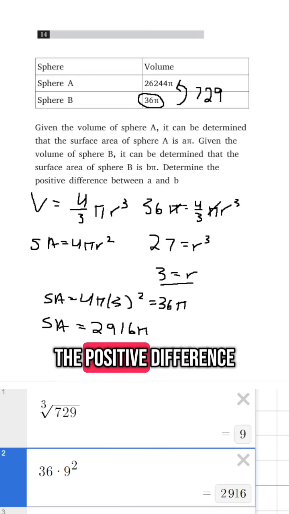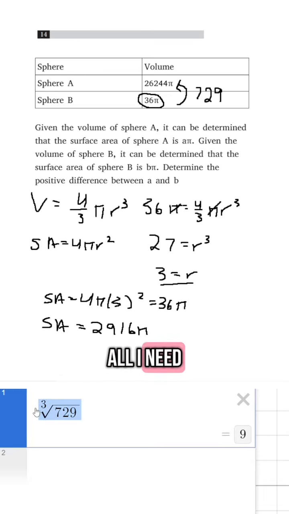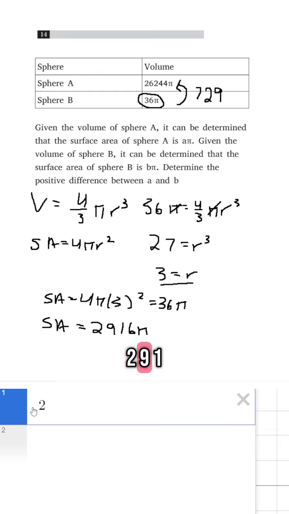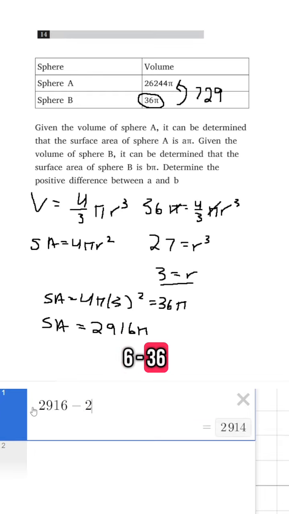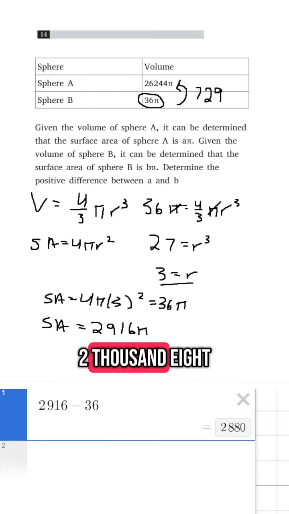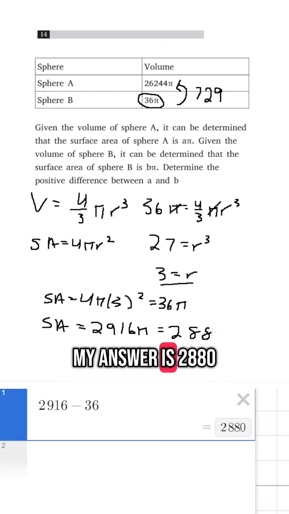So what is the positive difference between the two of them? All I need to write is 2916 minus 36, and I get my answer of 2,880. So my answer is 2880.